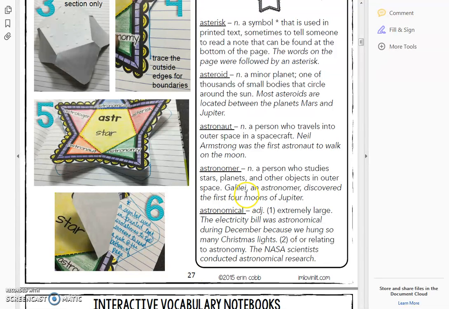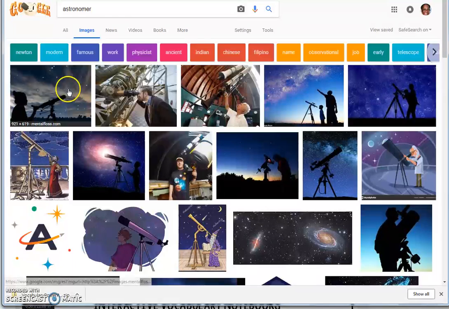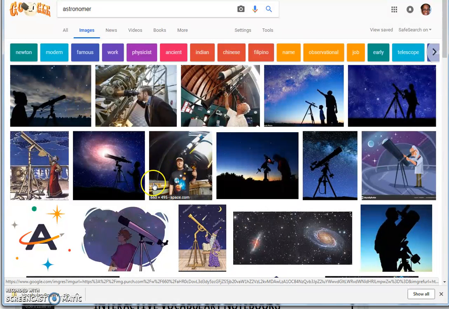Our next word is astronomer. An astronomer is a person who studies stars, planets, and other objects in outer space. Galileo, an astronomer, discovered the first four moons of Jupiter. And when I think of an astronomer, I think of somebody looking through a telescope and studying the night sky, studying the different planets, and studying different things in our universe.